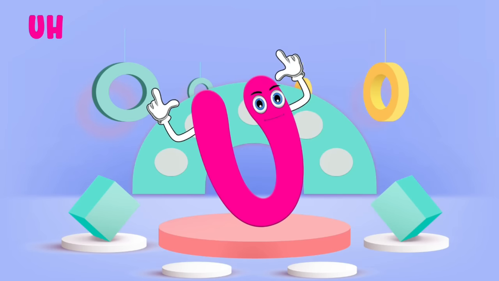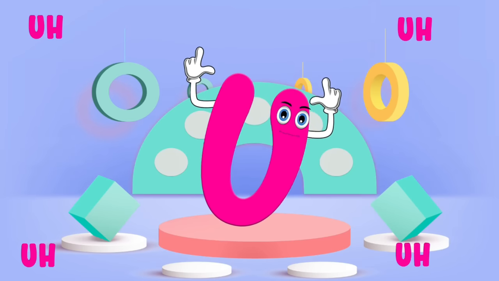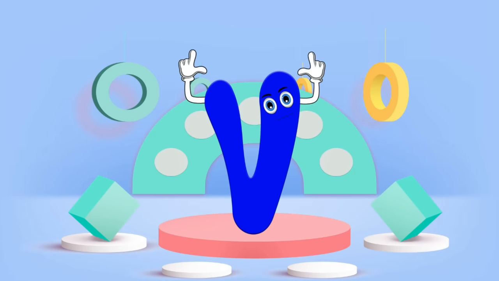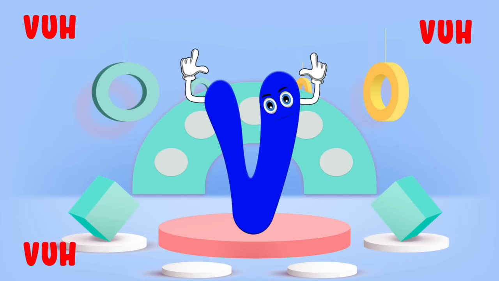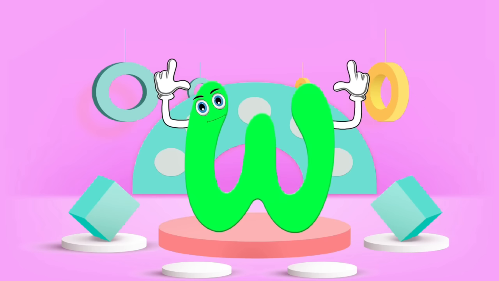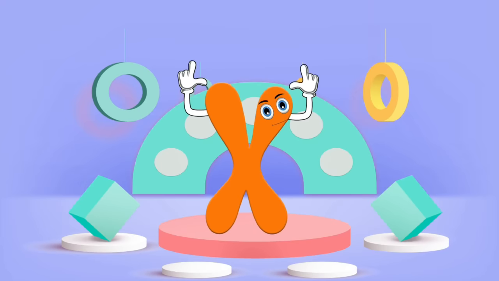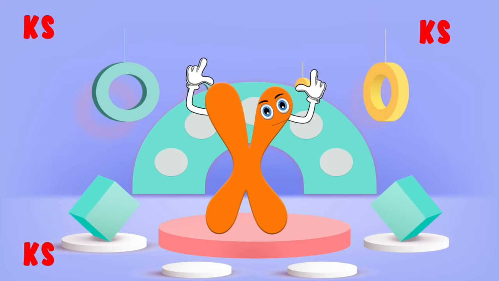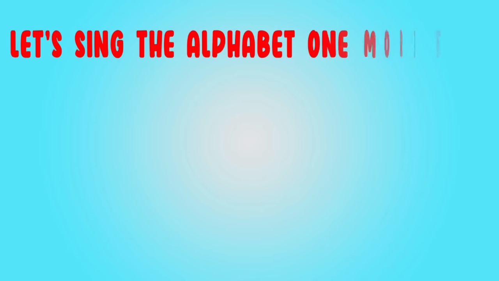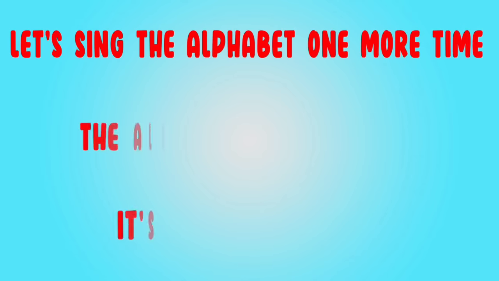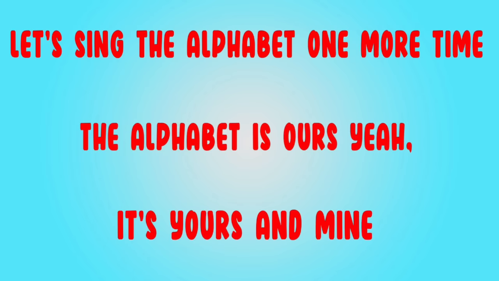U goes uh, uh, uh, uh. V goes v, v, v, v. W goes w, w, w, w. X goes ks, ks, ks, ks. Let's sing the alphabet one more time. The alphabet is ours, yeah, yours and mine.